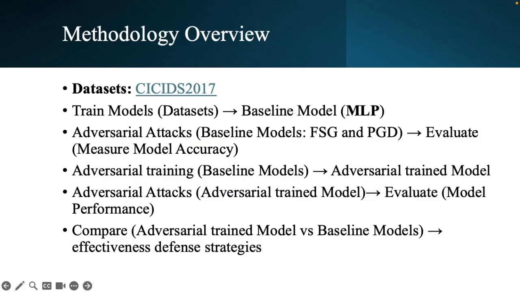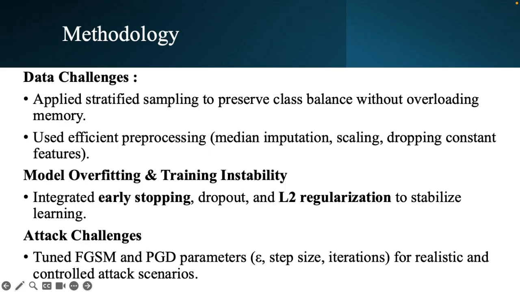This figure here summarizes the full pipeline that will be used, from data pre-processing, baseline training, adversarial attack, adversarial training, and evaluation. The idea is to measure how strongly adversarial training improves robustness across attack types. The methodology that will be used in this project includes stratified sampling to prevent class imbalance issues, and features were imputed, scaled, and constant columns were removed.